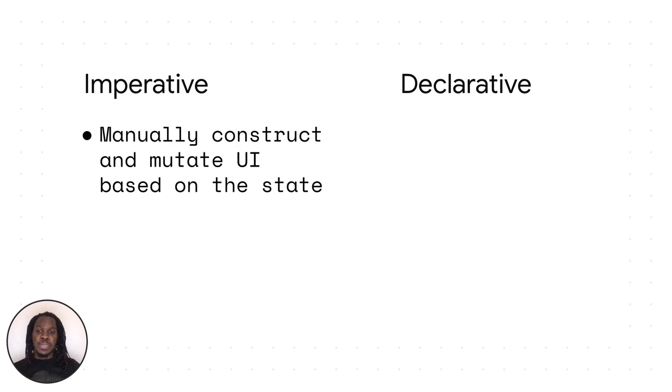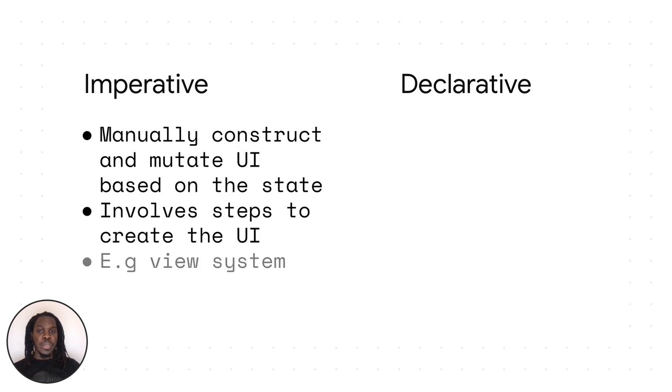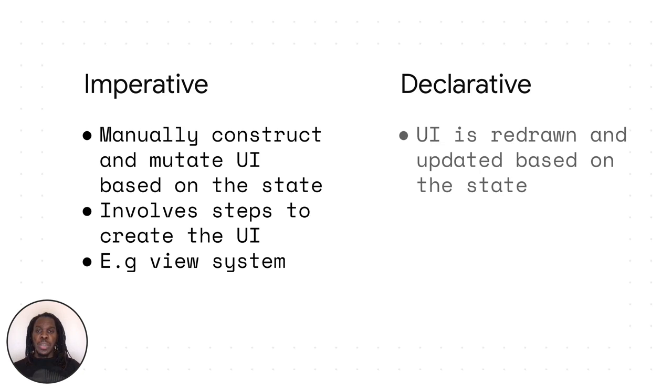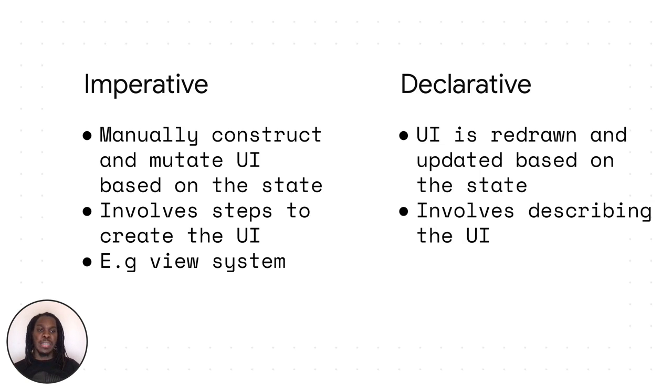In the declarative style, however, we didn't have to construct the UI from the ground up. In fact, we only specifically described how we want the UI to look. We want the button to have this text and this color when the count is 0, and that was all. So you see that the UI is redrawn and updated based on the current state. So the code we write describes the current state that we have.